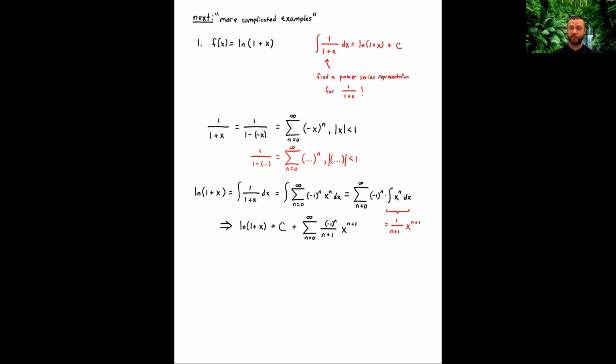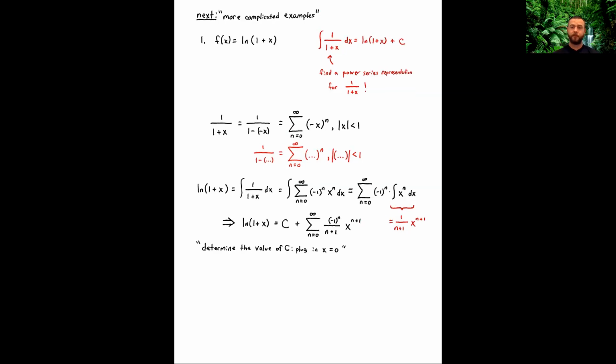Okay, at this point, we're pretty much done. For this example, we can actually go further and determine the value for the integration constant. Now we have to get creative and think about a value of x within our interval of convergence. Remember, these power series representations are only valid for values of x within the interval of convergence. And here, our interval of convergence is absolute value of x is strictly less than 1. And a nice number between -1 and +1 is 0.